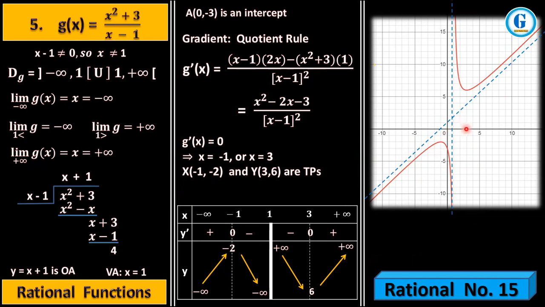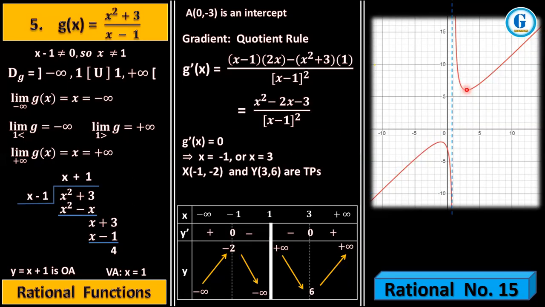So when x is equal to 3, this is the point here, and you can see that y is 6. So we have another turning point here when y is equal to 6. And this curve exists on 2 sides. The center of symmetry here is 1, 2. And that's it.